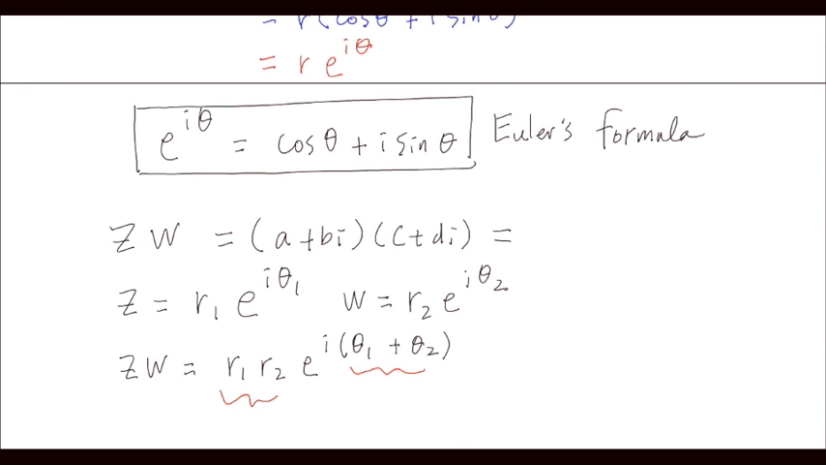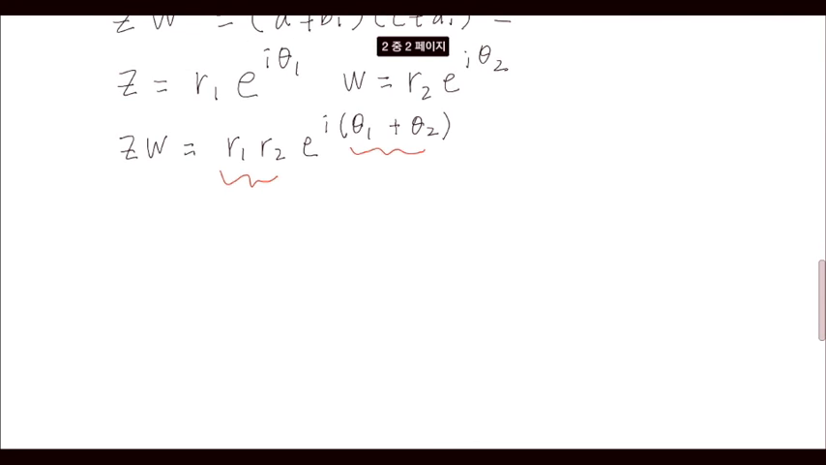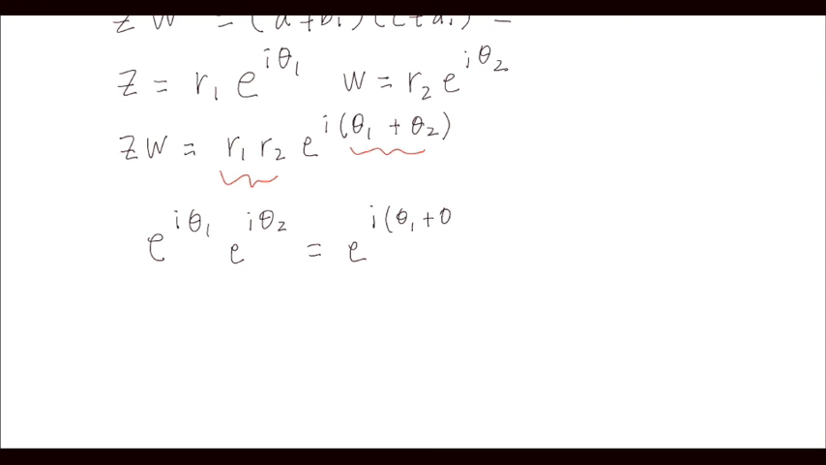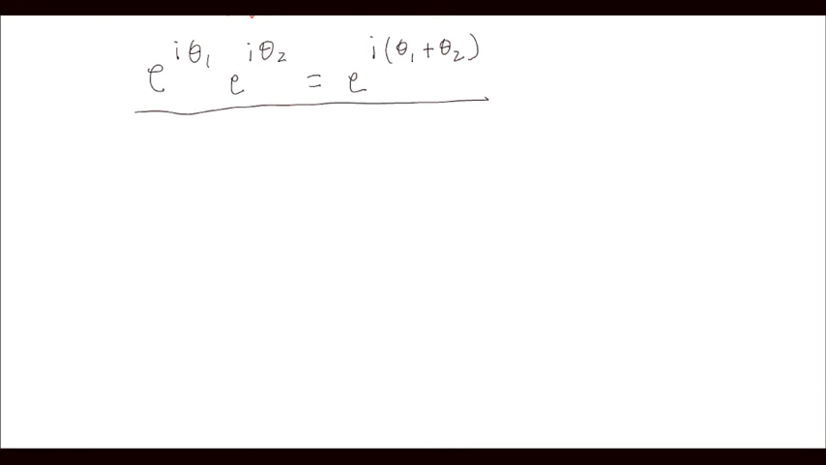Now, let's do some examples here. This is how we can use Euler to simplify many complicated calculations. Next one is this. e to the i theta 1 times e to the i theta 2 is actually, what is it? This is e to the i (theta 1 plus theta 2), right? So what does it mean? Actually, this represents something interesting.